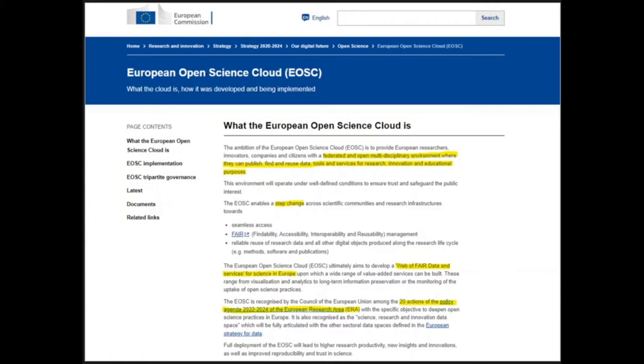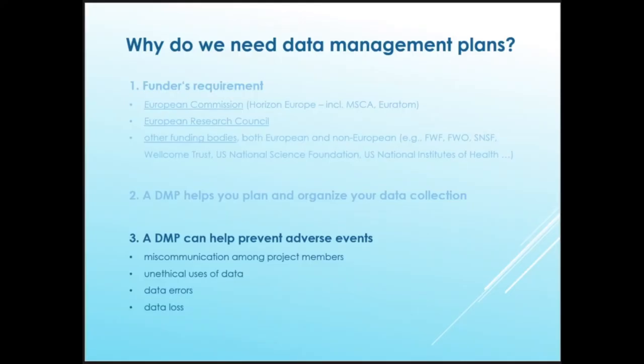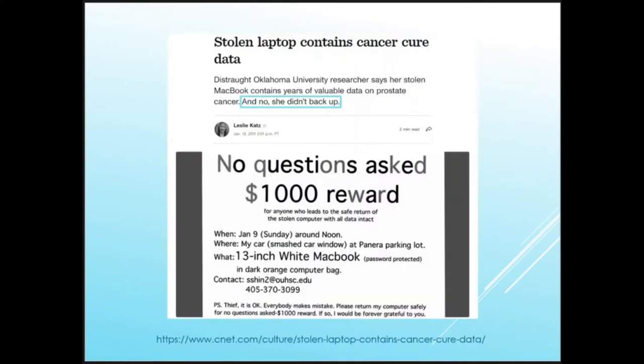And finally, of course, a data management plan can prevent many, many things from going wrong. A case in point, a lady from the University of Oklahoma who lost her laptop with data on cancer research, which was not backed up. Please don't be like her.